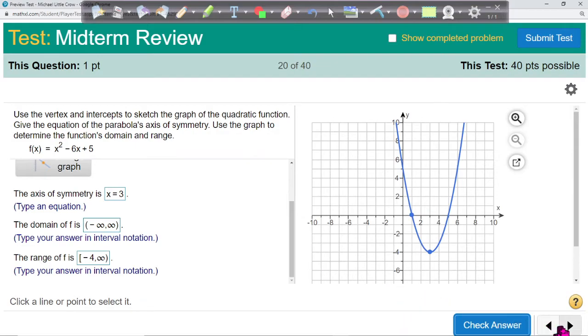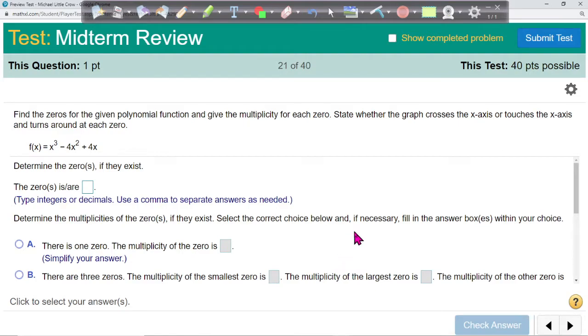Okay, so 20. Let's keep moving along. Let me see, what time is it? Yeah, we'll keep going until we get to, hopefully, 30, maybe get to 40.